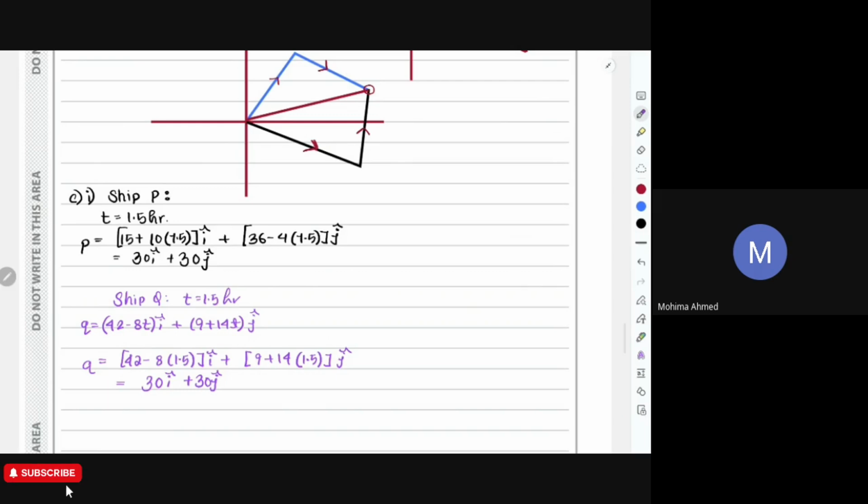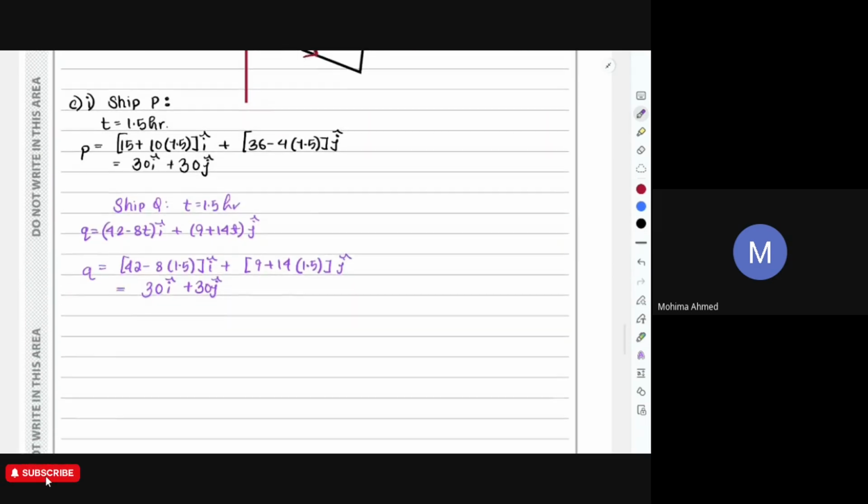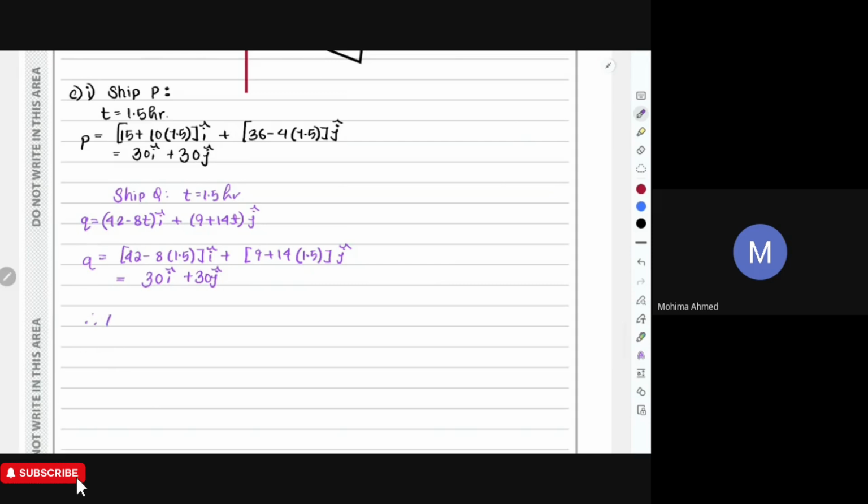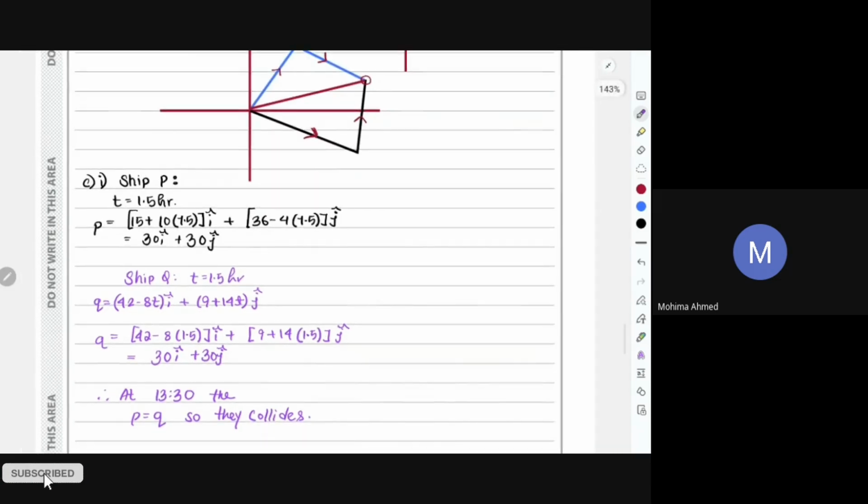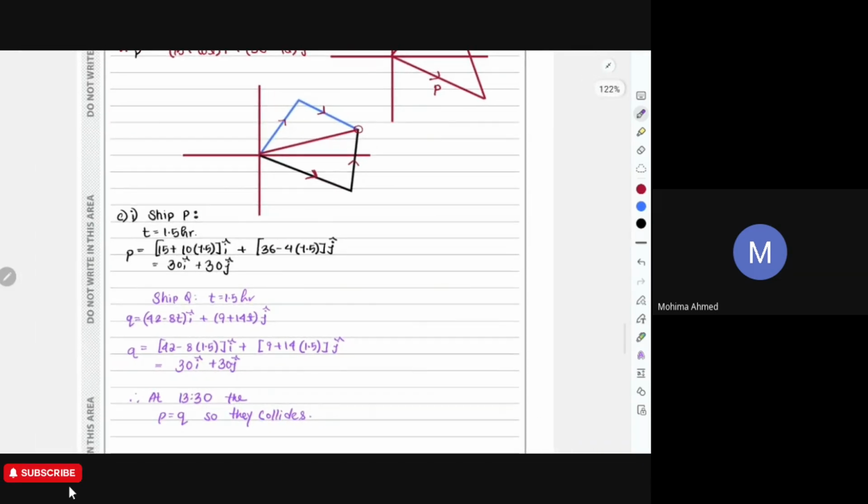So this is it. Now I have proved that after 1.5 hours, both of them are at the same position vector. So obviously they will collide. When you don't need to write a statement, you can just write that after 1.5 hours, or I should better write it as at 13:30, P equals Q, so they collide. Writing this much is enough. And this is everything you need to do for your part C1.